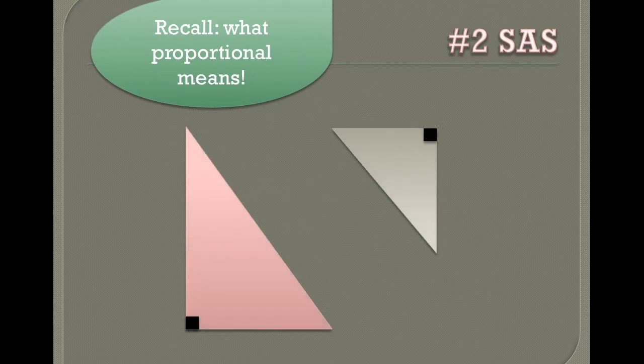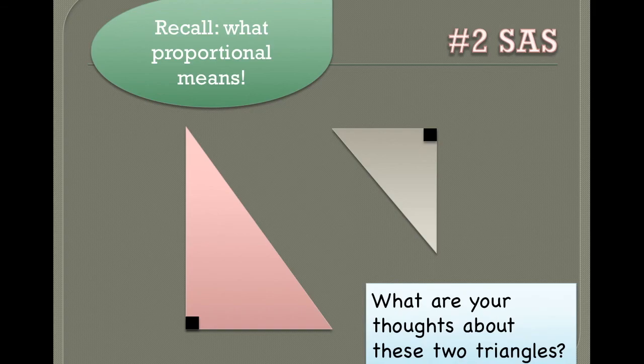Here are two right-angled triangles. What do you think about these two triangles? Well, they're both right. One is bigger than the other. Do you think that they're similar?